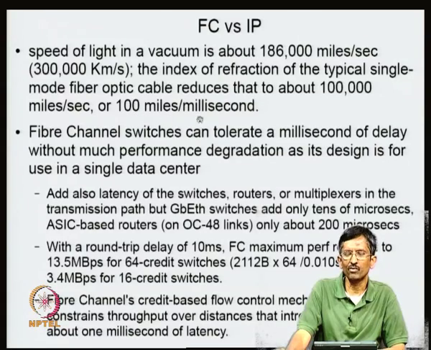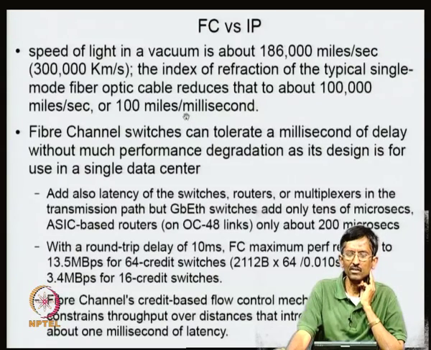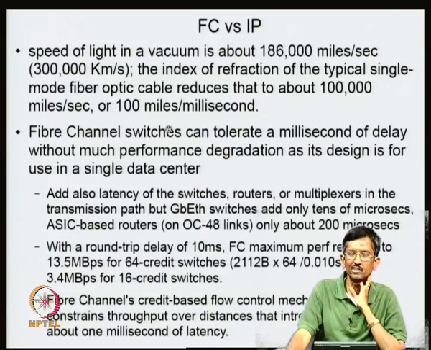So with 100 miles per millisecond, you can start thinking about how it can impact your design if you are expecting round trip delays because of acknowledgements. Essentially, the design of Fiber Channel assumes that you can tolerate about a millisecond of delay, because it was designed for a single large data center. So you are going to be within 100 miles or so, and the round trip can be done within a millisecond.